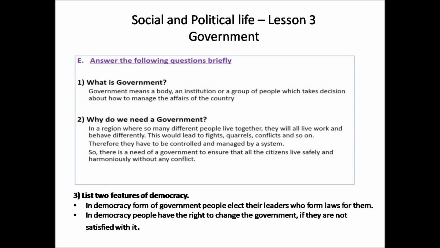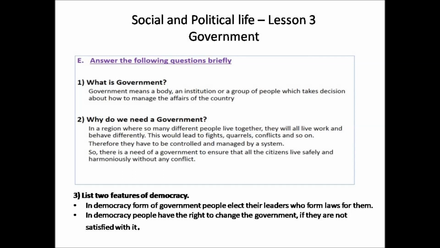In a region where so many different people live together, they will live, work and behave differently. So in a society, people of different religion, caste live together. This would lead to fights, quarrels, conflicts and so on. Therefore, they have to be controlled and managed by a system. So there is a need of a government to ensure that all the citizens live safely and harmoniously without any conflict. So therefore, we need a government.